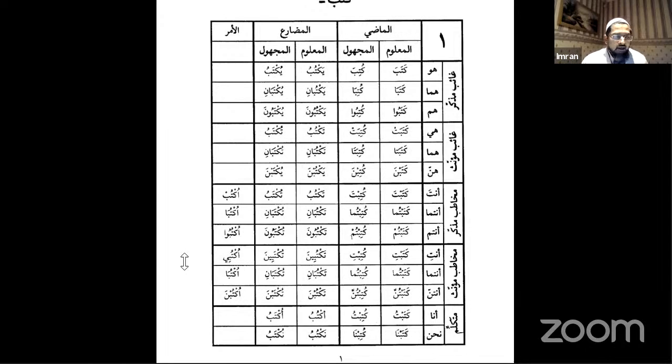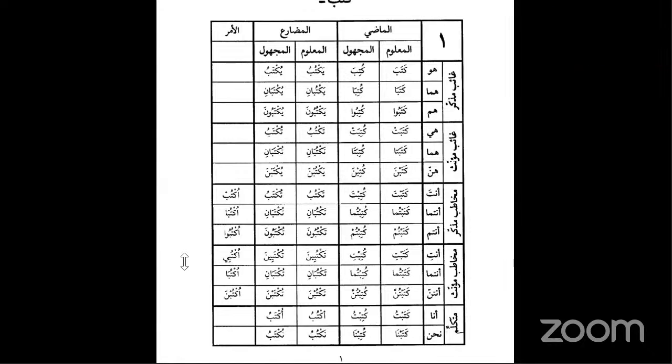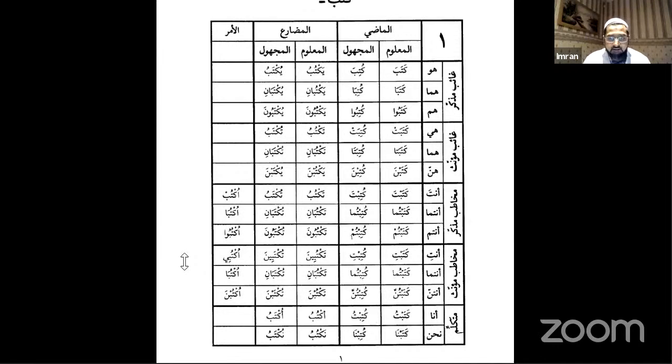So if you look on your phone, I just sent you something over now. I'll send the example. Dharaba Aliyun Zaidan. Ali hit Zaid. So Ali hit Zaid is the past tense. Aliyun is the subject or the doer. Zaidan is the object, meaning the person who has been hit by Ali.